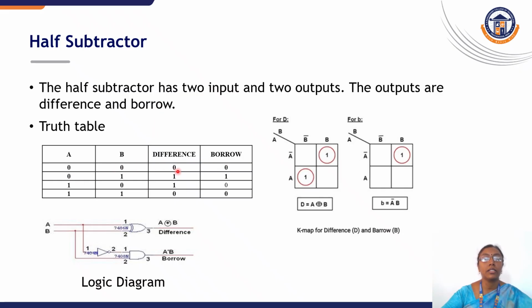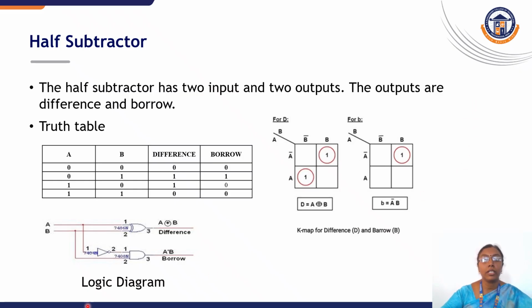0 minus 0: difference is 0 and borrow is also 0. 1 minus 0: difference is 1 and borrow is 0. 1 minus 1: difference is 0 and borrow is also 0. What about 0 minus 1?